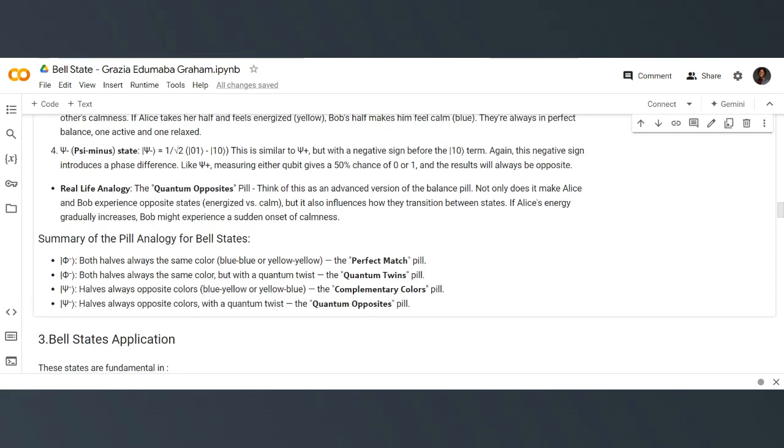These terms, the perfect pill, quantum twins, complementary colors, and quantum opposites, are terms I coined just for the analogy. But their real names are the psi positive state, the psi negative state, the phi positive state, and the phi negative state. So therefore: psi positive, psi negative, phi positive, phi negative.